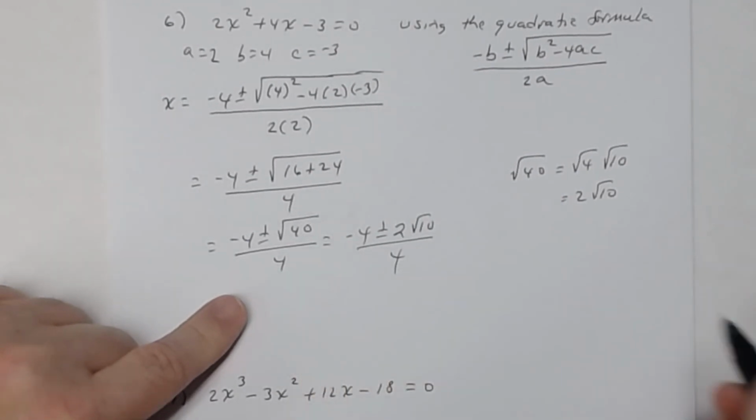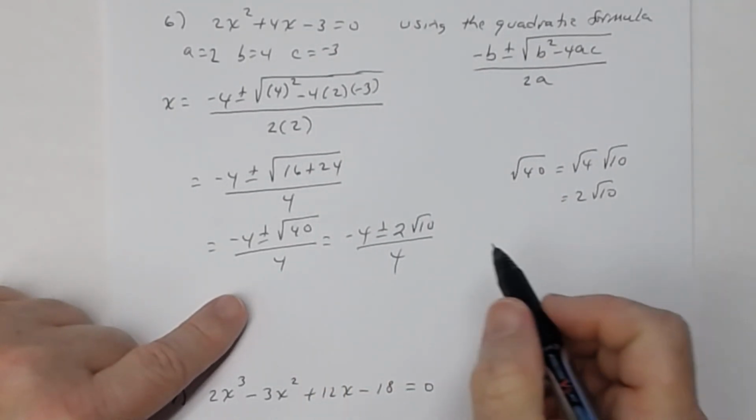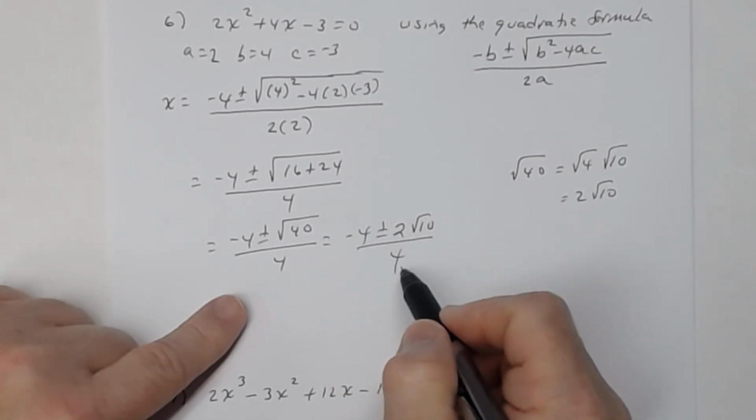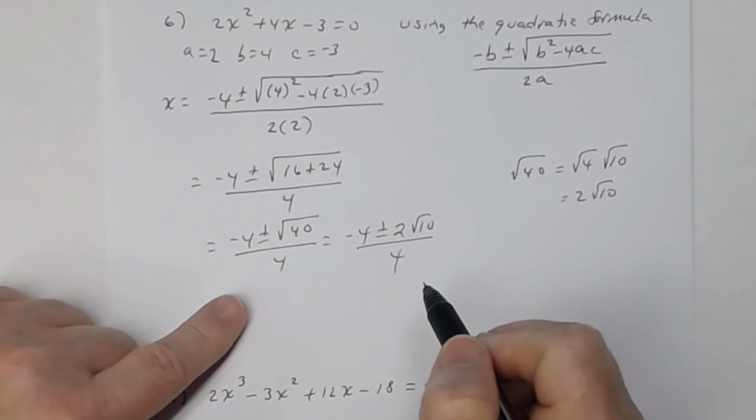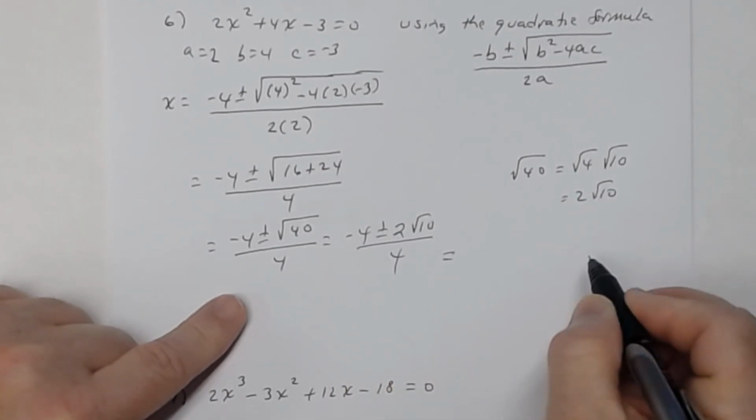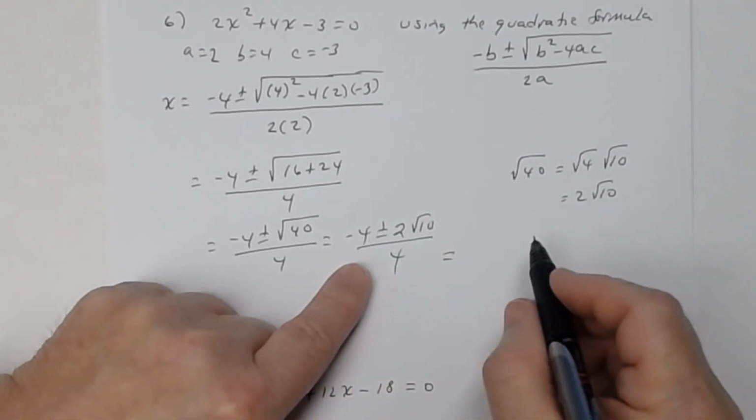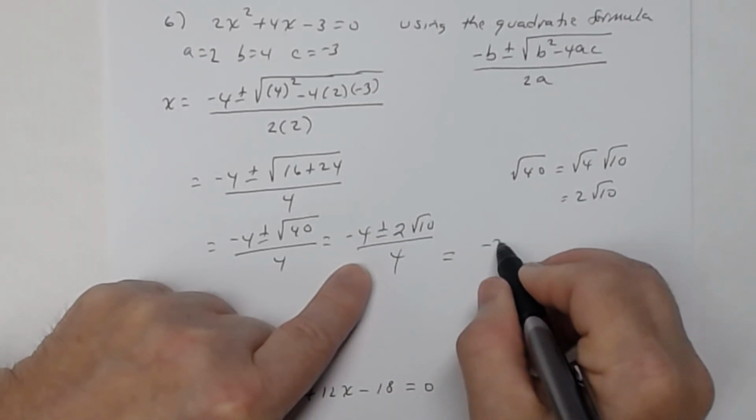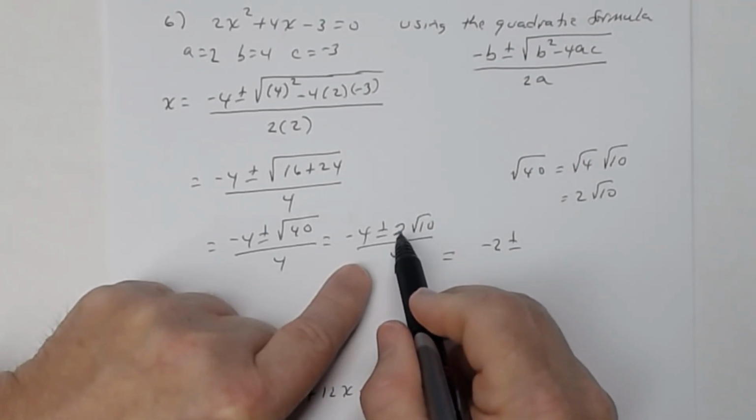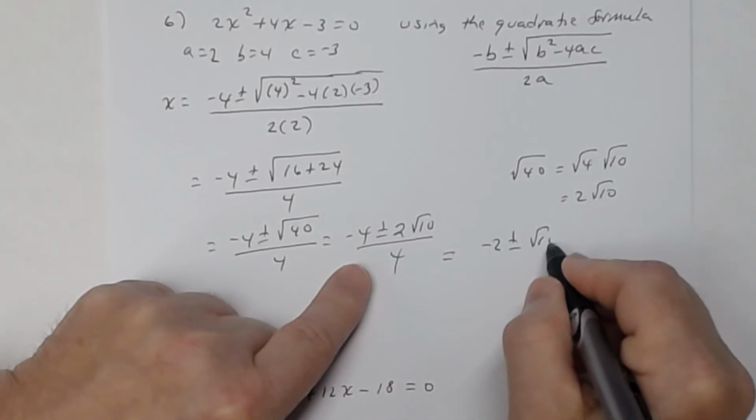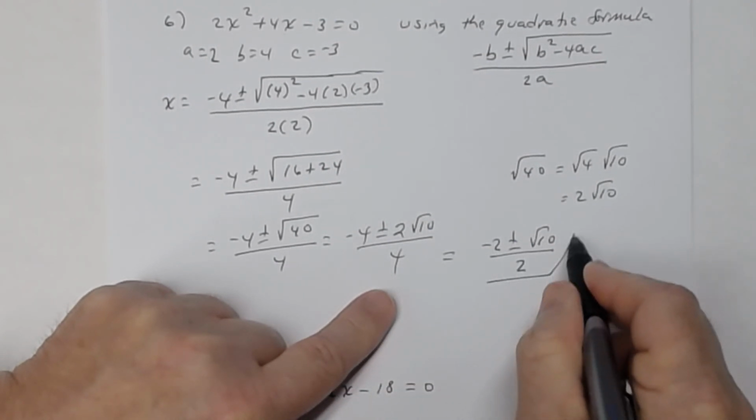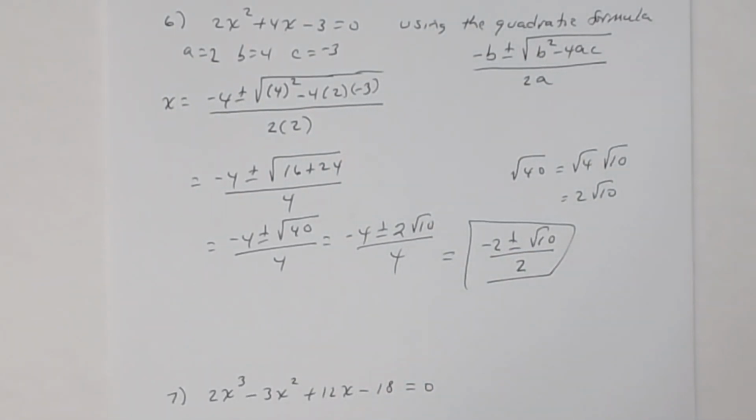And so now I'm going to rewrite this as negative 4 plus or minus 2 square root of 10, divided by 4. And then I want you to notice that this negative 4, this positive 2, and this 4 are all divisible by 2, so I can simplify this further. So this is going to equal negative 4 divided by 2 is a negative 2, plus or minus 2 divided by 2 is 1. 1 times square root of 10 is square root of 10, all divided by, and then 4 divided by 2 is 2. All right, so that was it.